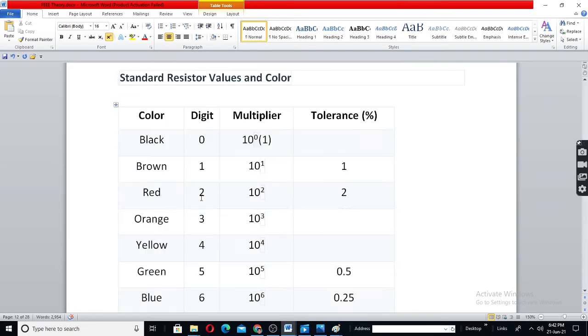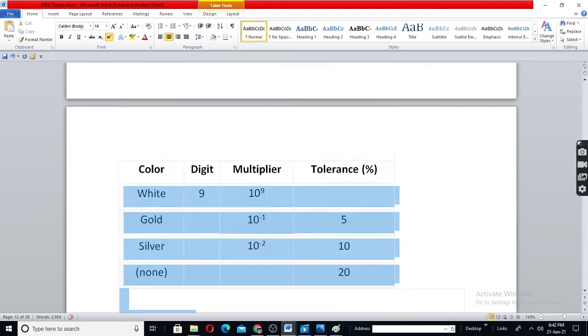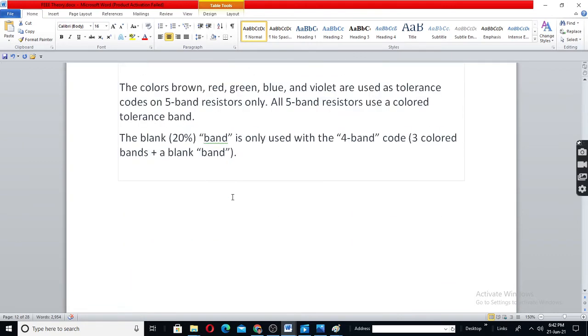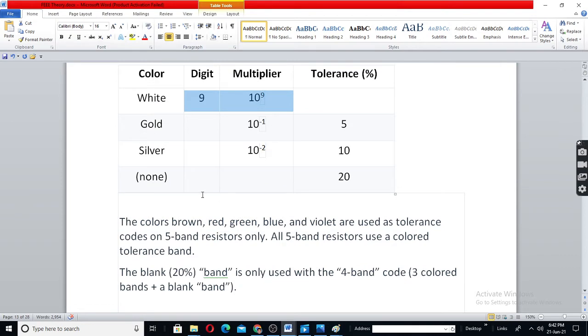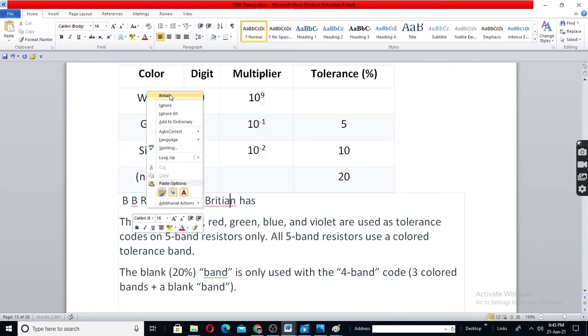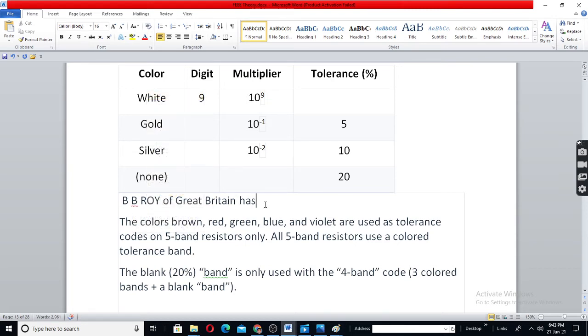Now how to remember these digits 0, 1, 2, 3, 4, 5, 6, 7, 8, 9. For that we have a slogan called as BB Roy. BB Roy of Great Britain had a very good wife.